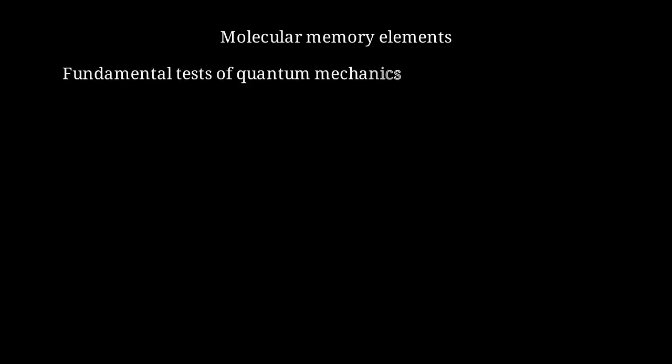Beyond applications, molecular junctions provide fundamental tests of quantum mechanics at the nanoscale. We can probe electron transfer, quantum coherence, and many body effects in well-defined molecular systems. This research also informs our understanding of biological electron transfer. Proteins conduct electrons through mechanisms similar to what we study in molecular junctions.